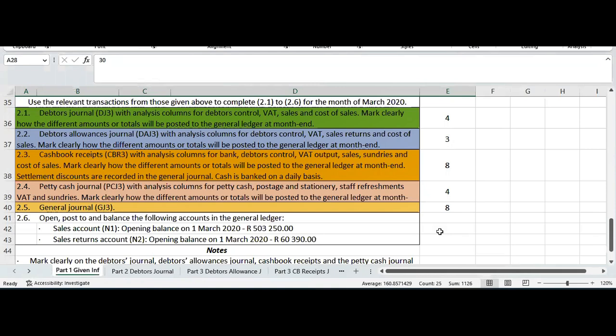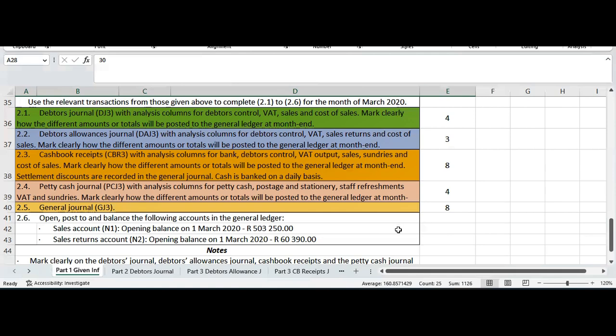Also, in part two, we had a look at the debtors journal, the completion of the debtors journal. Then in part three, we had a look at the debtors allowance journal and the cash book receipts journal. And because I think you guys are now accustomed to the pace, in this video, I'm going to look at the petty cash journal. I'm also going to look at the general journal as well as the general ledger accounts that we are supposed to complete.